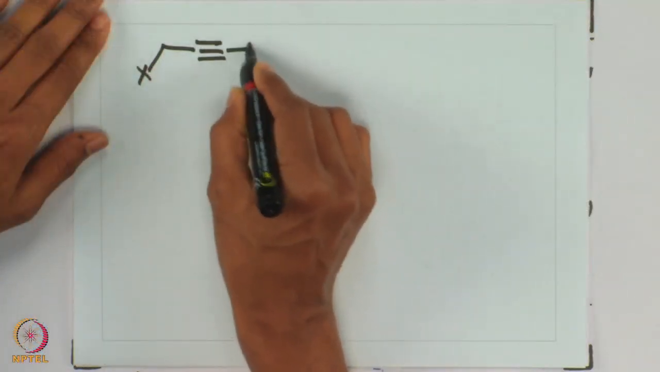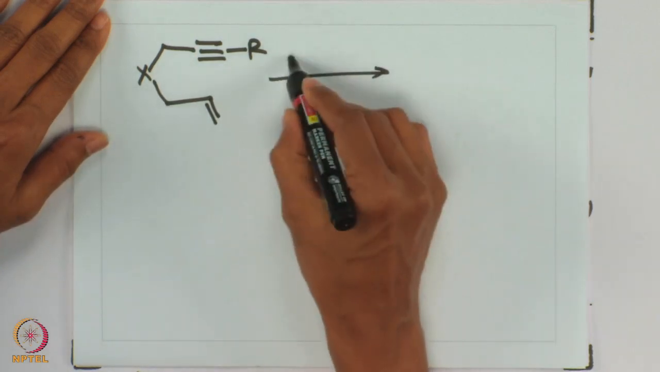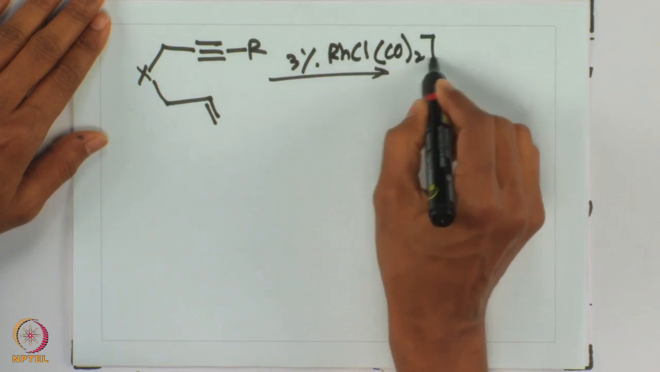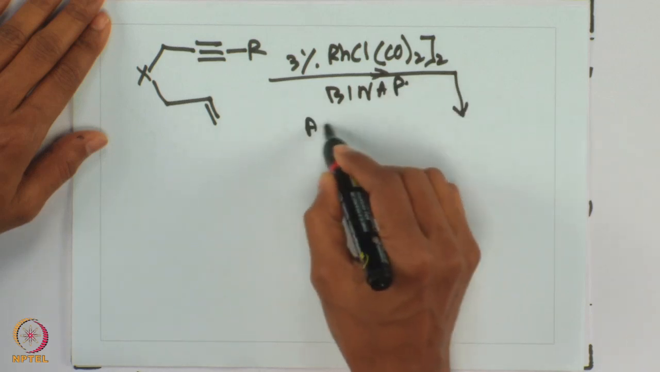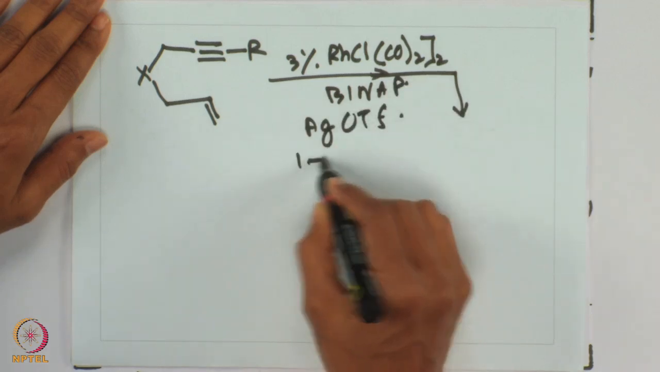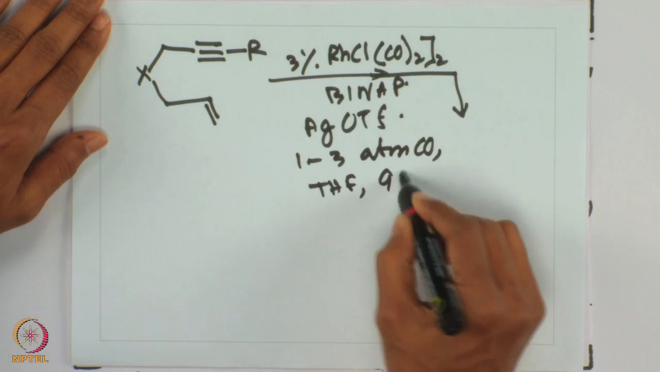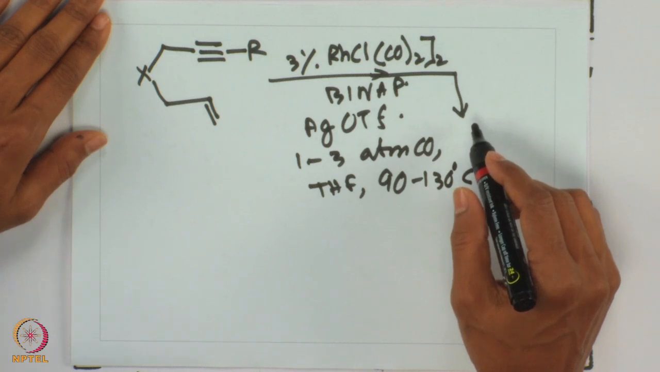So, catalytic asymmetric Pauson-Khand reaction, in this case we will be looking at the example where you have an internal alkyne. We will come back to the mechanism of it. 3% rhodium chloride, rhodium 1 CO2 was used along with BINAP and silver OTf, 1 to 3 atmosphere pressure of carbon monoxide, THF, 90 to 130 degrees C is usually used. This is using a 3% rhodium catalyst.